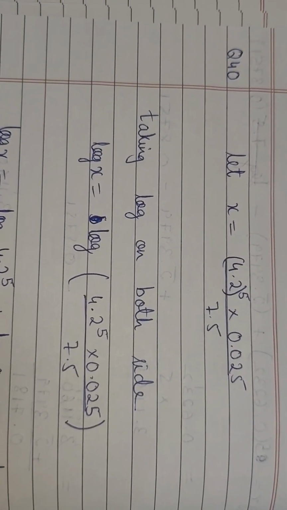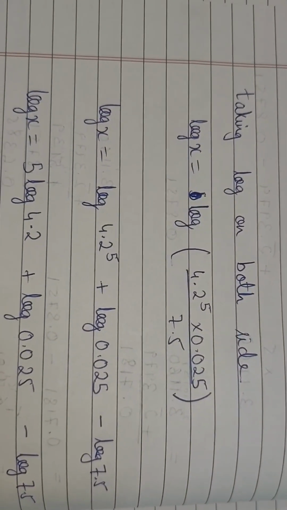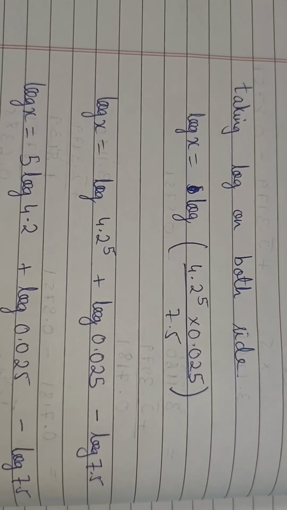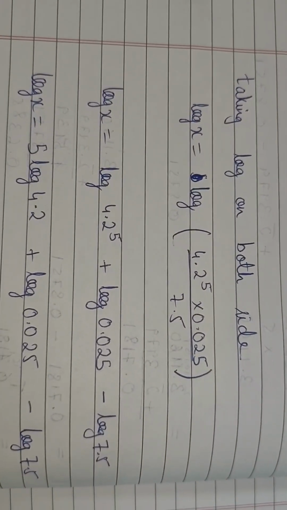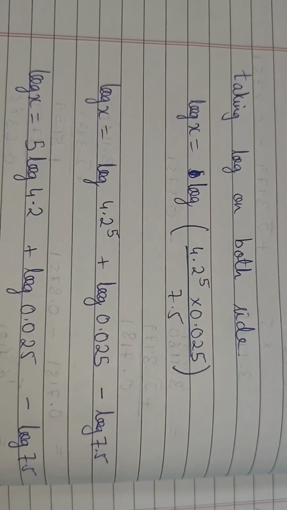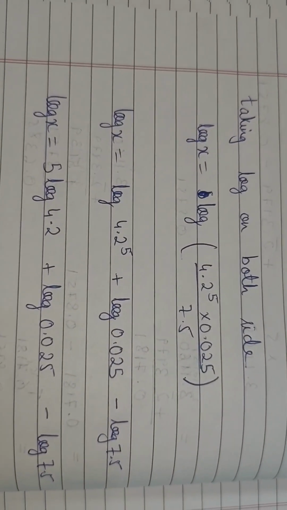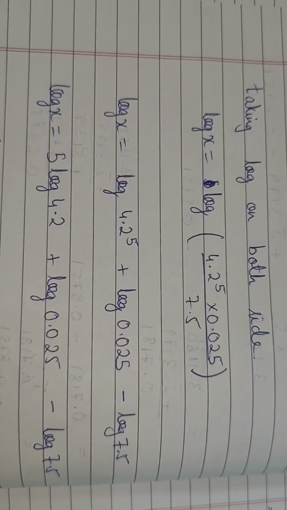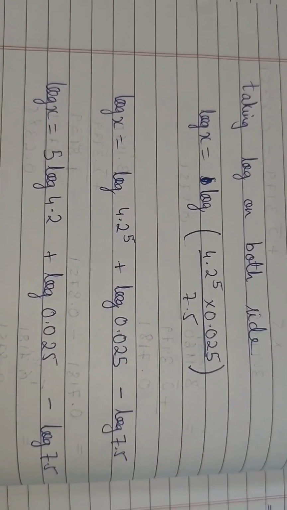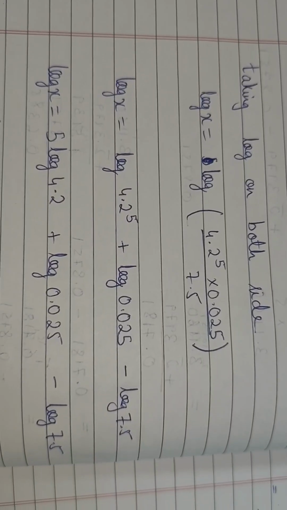What is there on top? Now that same thing I have written down. So log x is equal to log 4.2 raised to 5 plus. Why have I written plus? Because it is a multiplication. If it is a multiplication, in logarithm I have to write plus. If it is division, I have to write minus. So plus log 0.025, and here division, so minus log 7.5.